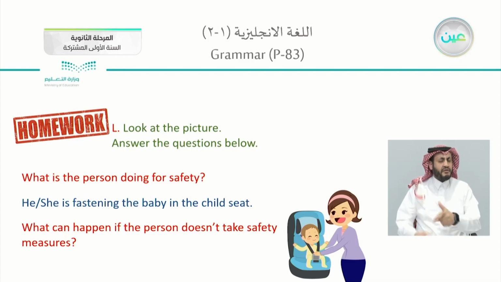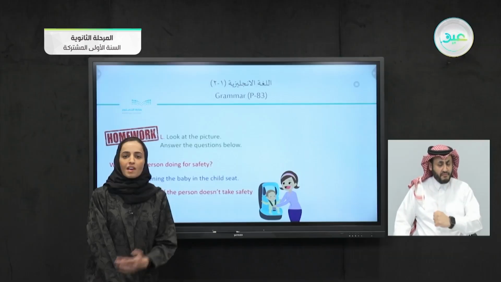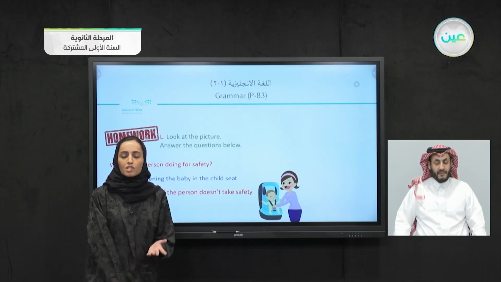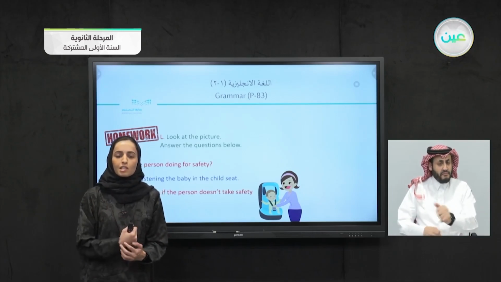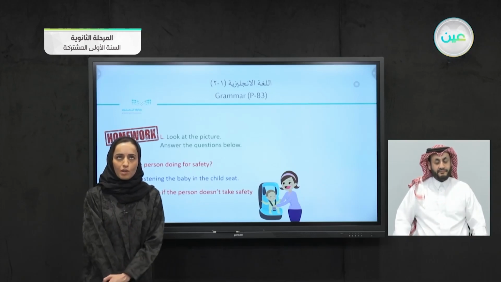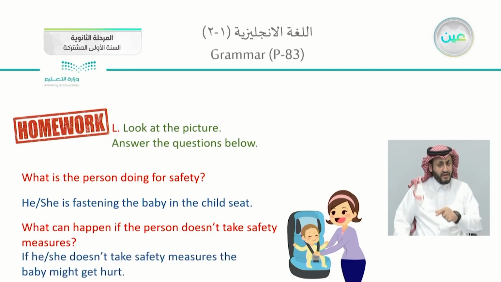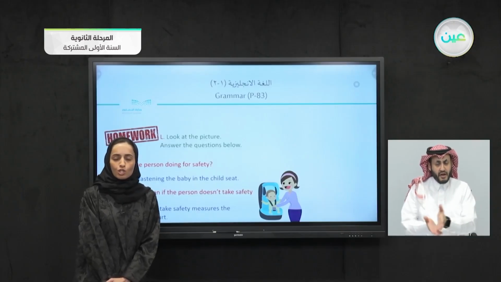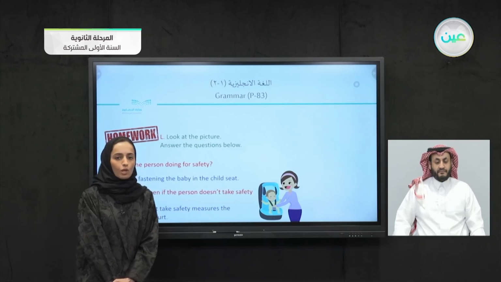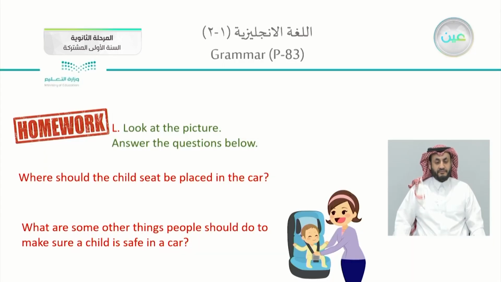What can happen if the person doesn't take safety measures? What do we mean by safety measures? Like following the instructions, following the road signs, wearing the seat belt, not driving over the speed limit. If this person doesn't take the safety measures, the baby might get hurt. The baby might fall, or in case of an accident, God forbid, he or she might get hurt.